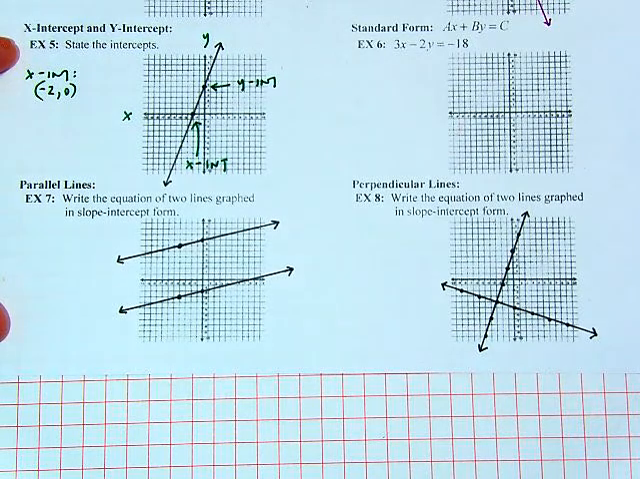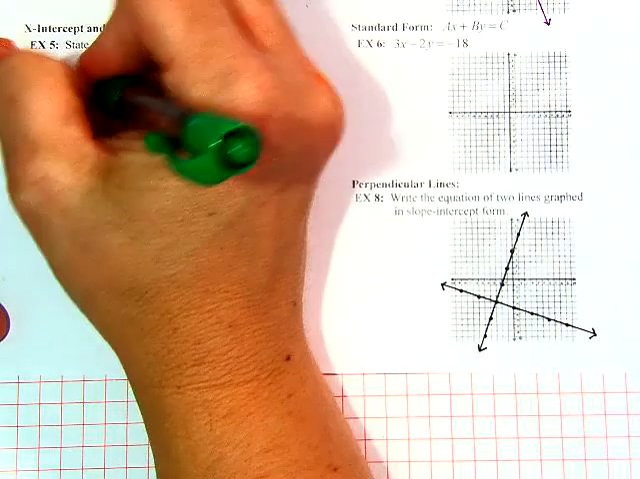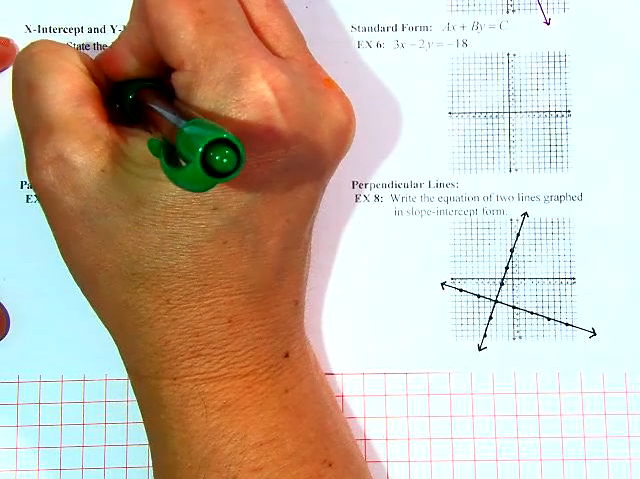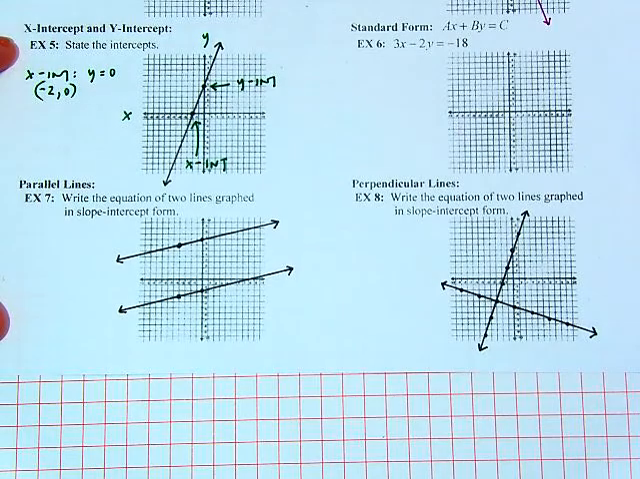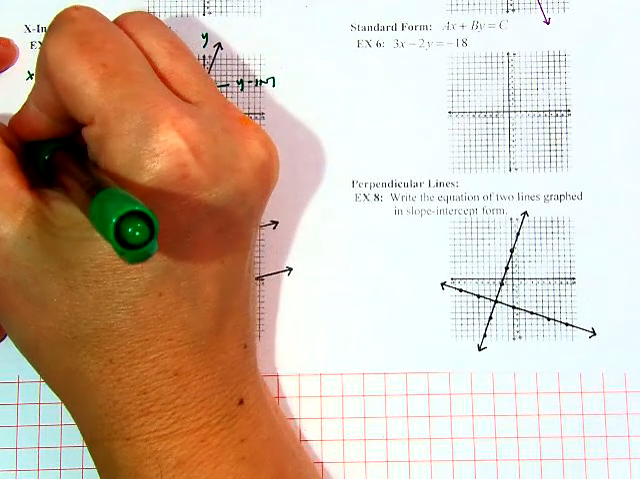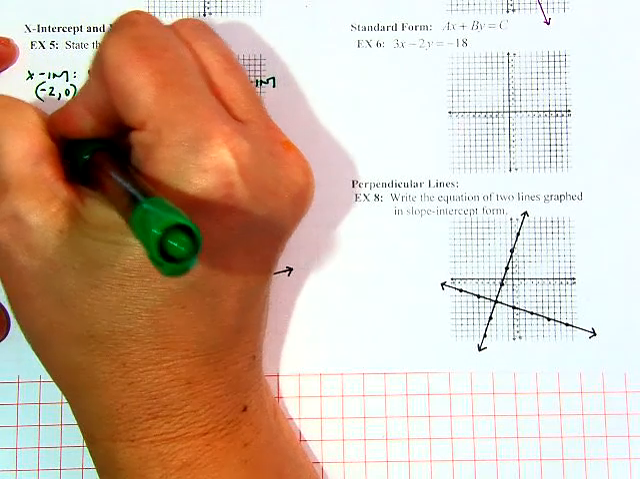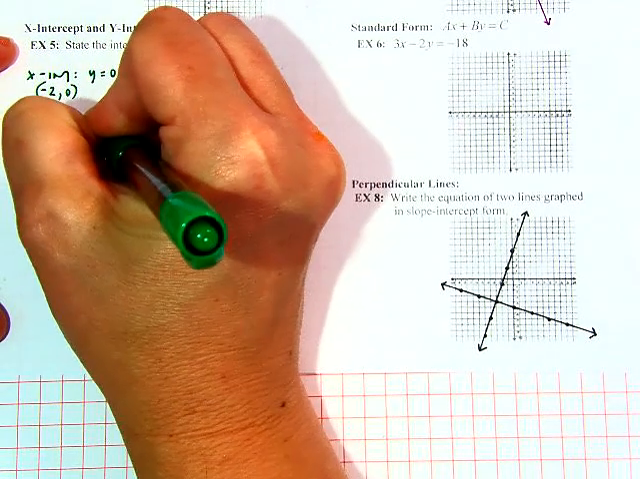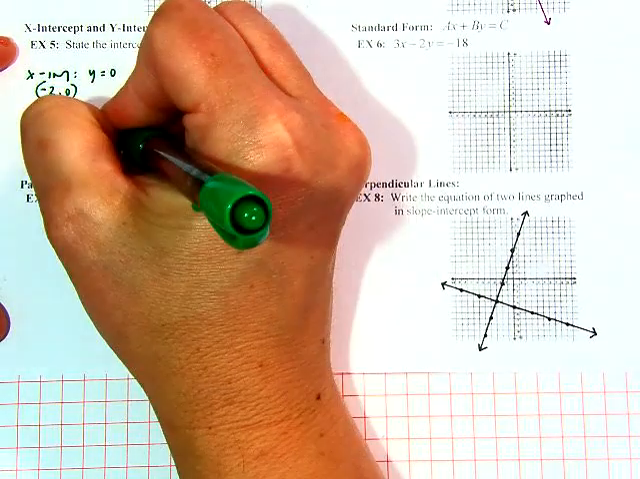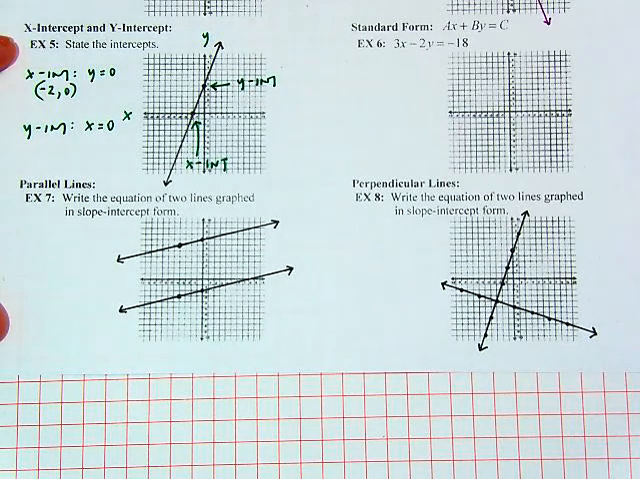I'm always looking for the x value when the y value is 0. So for the x-intercept, the y value is always 0. And then for the y-intercept, I'm doing just the opposite. I'm looking at x equals 0. What is the y value when x equals 0?